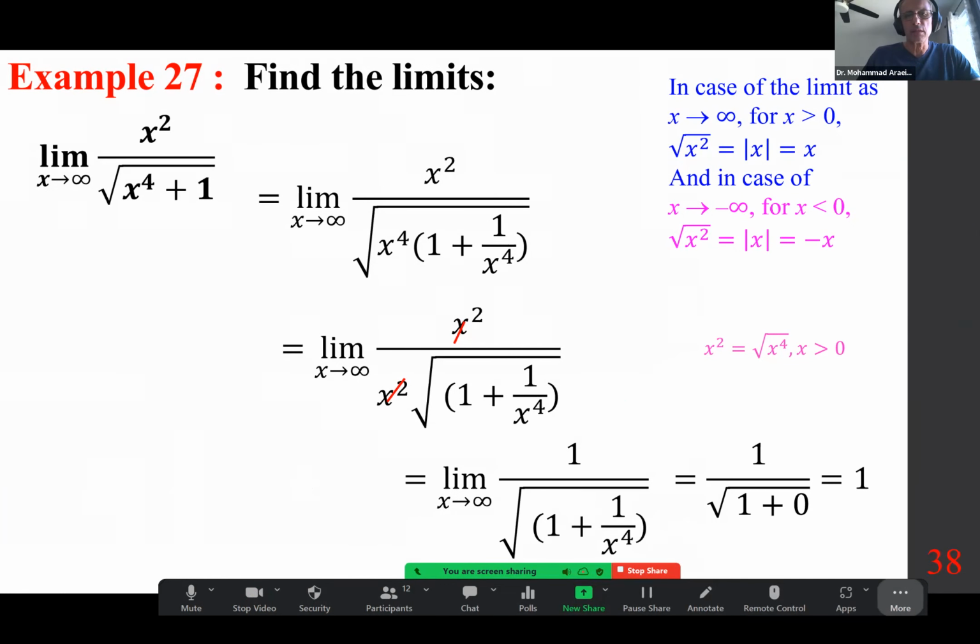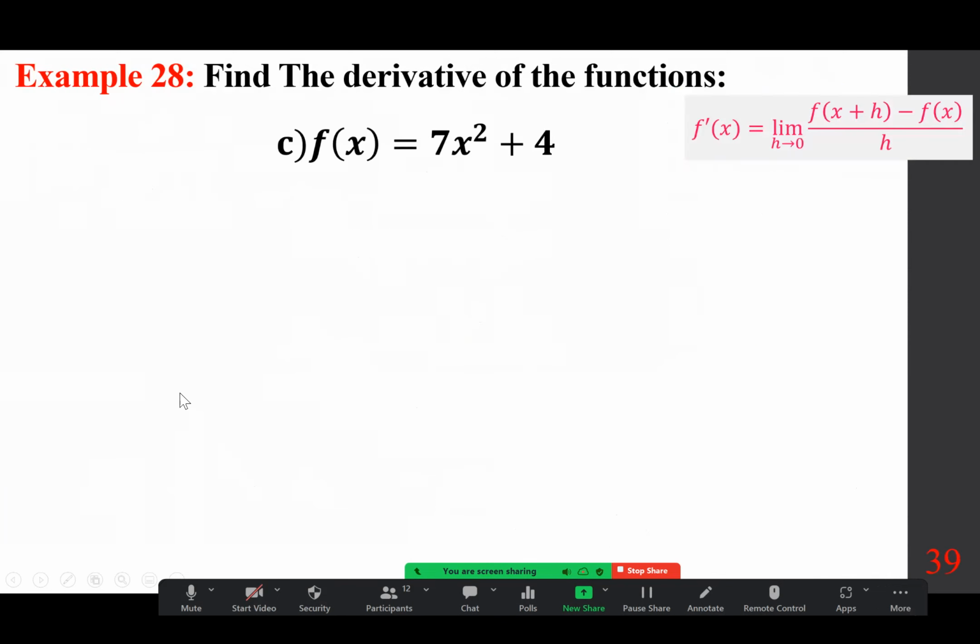And so the answer in this case ends up being 1. We want to find the derivative of the function, again, using the definition. F prime of x is the limit of f of x plus h minus f of x over h. So how do we write this part?